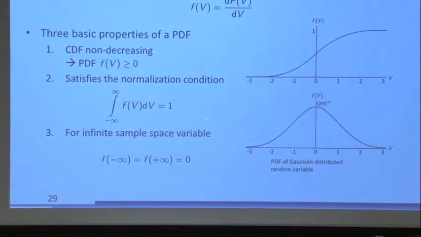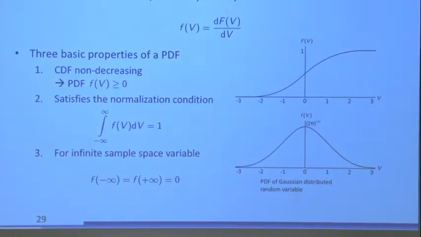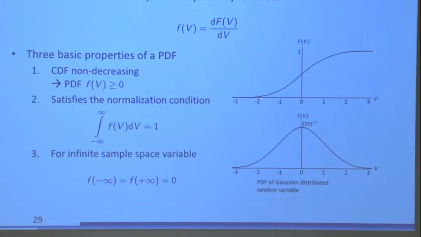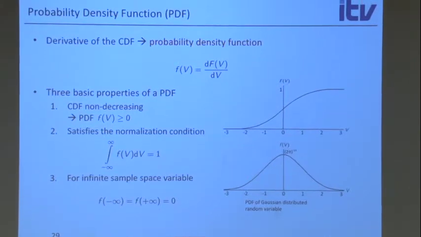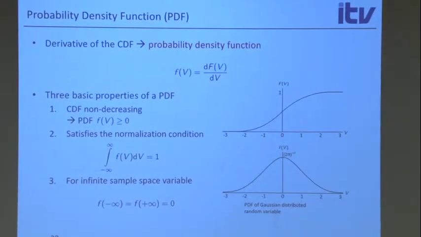And then also, for minus infinity and plus infinity, the function has to go to 0. Okay, so that's the PDF, and then we discussed the question: how can one evaluate this? If one doesn't want to do binning, one way to evaluate it is to determine the CDF first, and then take the derivative of the CDF. That's one way to do it.